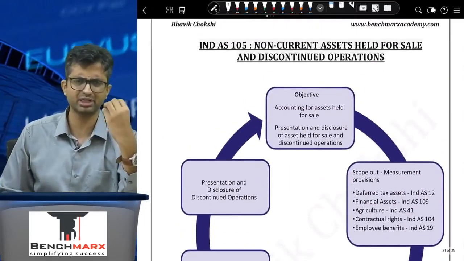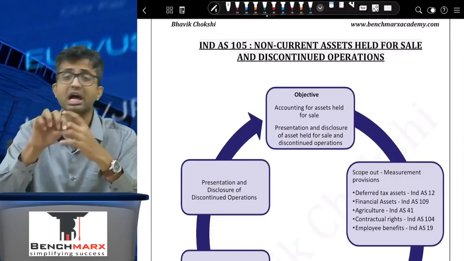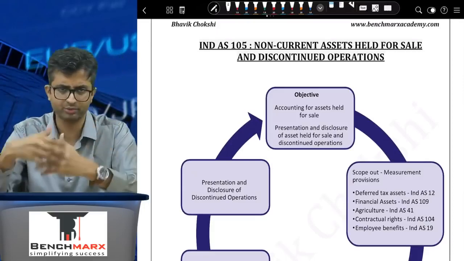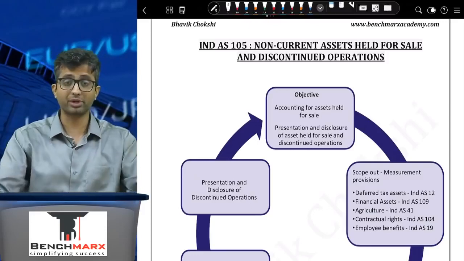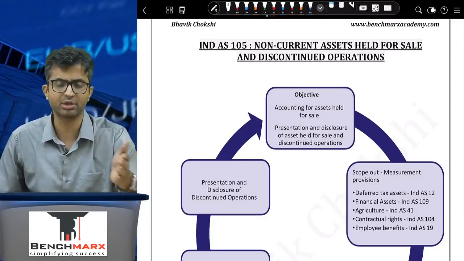Non-current assets held for sale. There are three key terms over here. First is non-current asset, that is other than current. Then there is disposal group, which is a group of non-current assets like a classroom, multiple assets which are there inside a classroom, which is held for sale, or a discontinued operation where there is an entire segment of business that you are planning to sell or dispose of, as the case may be.